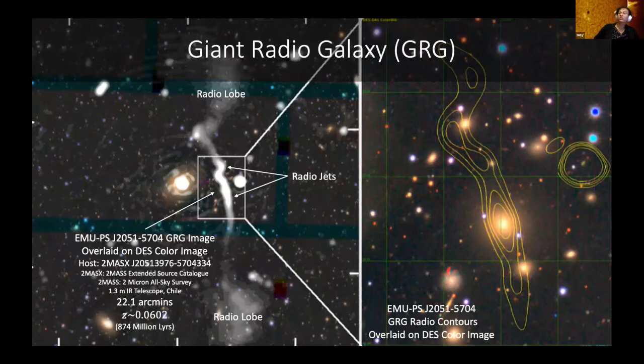Okay, then we have a class of giant radio galaxies. This thing is about 22 arc minutes in extent. What you see here is this diffuse radio image of these jets coming out and then splaying into these lobes due to the medium. And over here is just a blow up with corresponding radio contour lines and a Dark Energy Survey background.